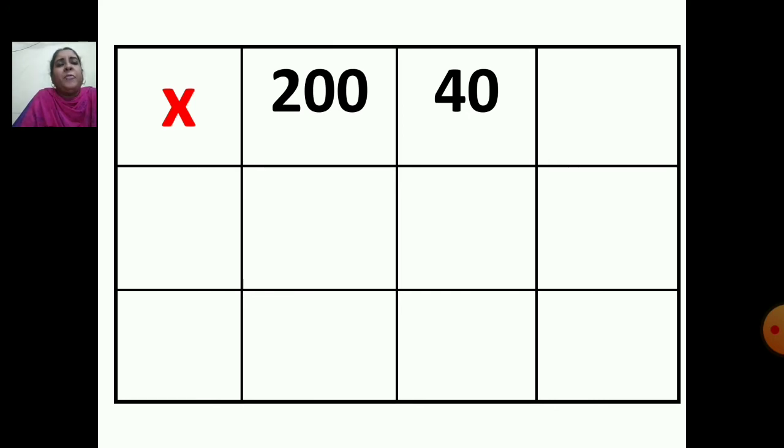40. Then what will come? 5. Very good. And down what you will write vertically? Yes, 20 and then 4, right? After writing these numbers, now you are going to multiply. So first we will take first column. 200 multiply by 20, then 40 multiply by 20, then 5 multiply by 20.